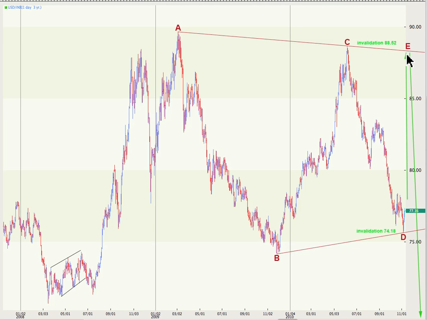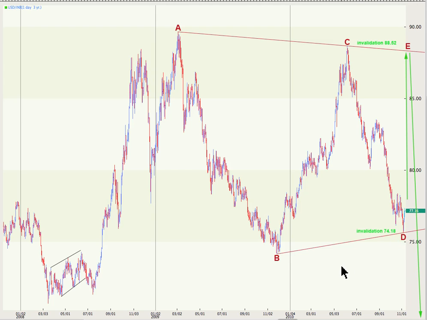A couple of invalidation points for this contracting triangle. Wave E can't move beyond the end of C, so upwards movement above 88.52 invalidates this count. To the downside, wave D, if it extends any lower, cannot move beyond the end of B, so any further movement below 74.18 would invalidate this wave count as well.